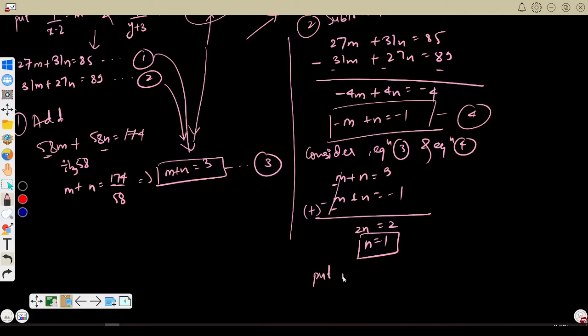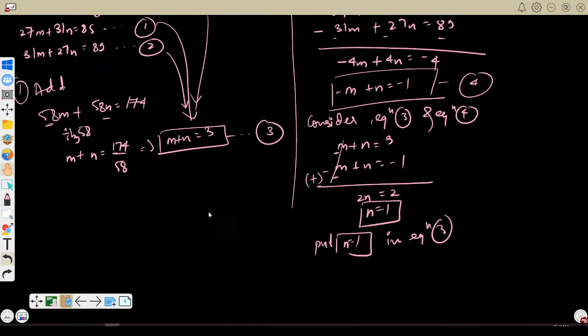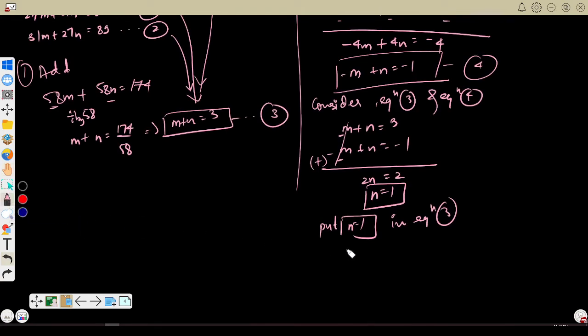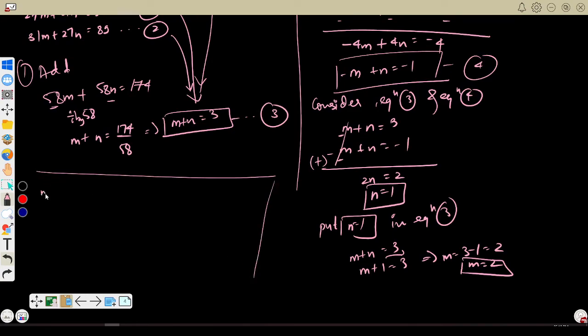Put n is equal to 1 in equation 3. So what will happen to this? Equation 3 was m plus n is equal to 3. n will be taken as 1, so m plus 1 is equal to 3. Shift this 1 to the other side. So m will be 3 minus 1, that is 2. So m turns out to be 2. Now we have the values of variables m and n. I'll just copy them. m is 2 and n is 1.